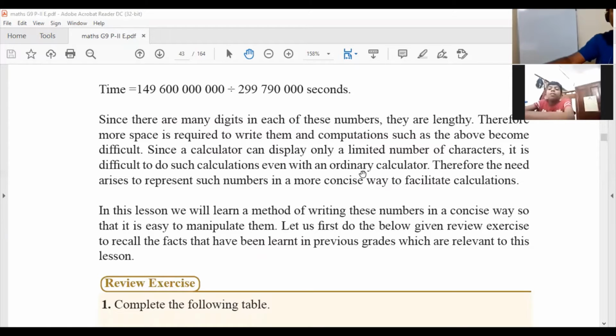So the need arises to represent such numbers in a more concise way to facilitate calculations. Concise means a short way. If there is a method to write these lengthy numbers in a short form, then that may be easy for us to simplify, right? Yes, sir. That is the concise way of writing these numbers. Now we are going to study that method.